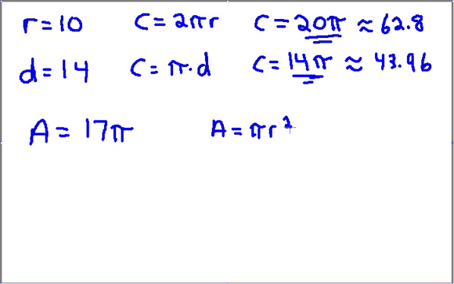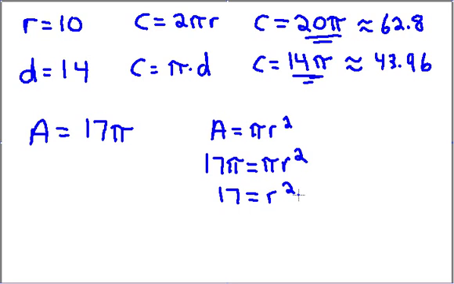So what we need to do now is come over on the left side of our equation, which we have A for our area, and replace it with 17 pi. We know that the area of the circle is 17 pi. We're trying to figure out the radius. So we know 17 pi equals pi times r squared. Now we can divide both sides by pi. And if we divide both sides by pi, 17 pi divided by pi is going to leave us 17 on the left-hand side. And pi r squared divided by pi on the right-hand side will just be r squared.